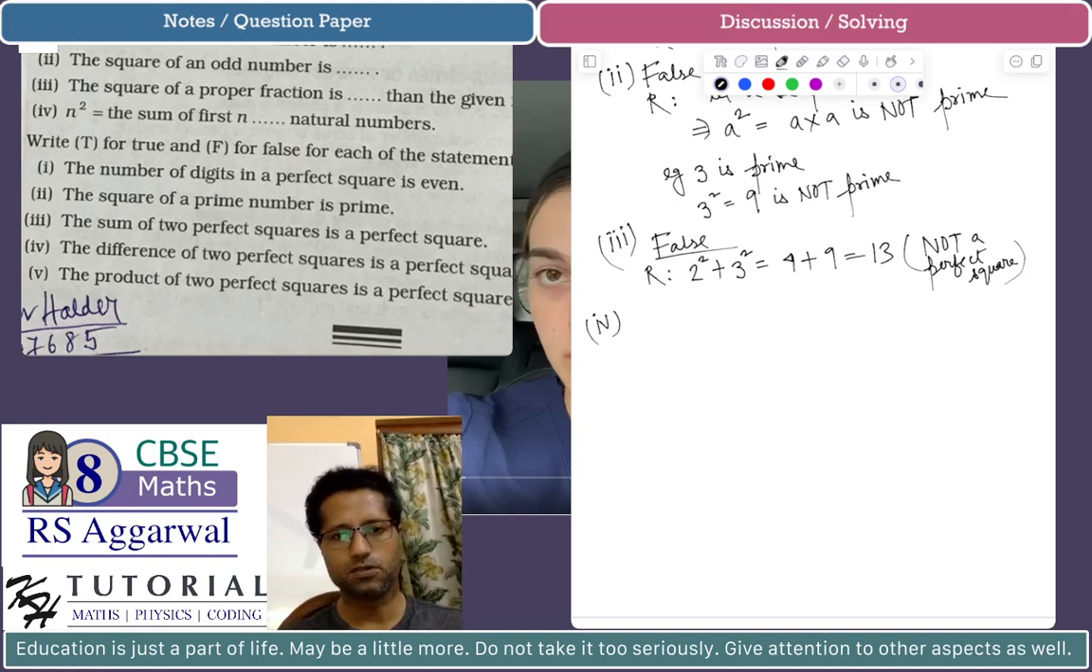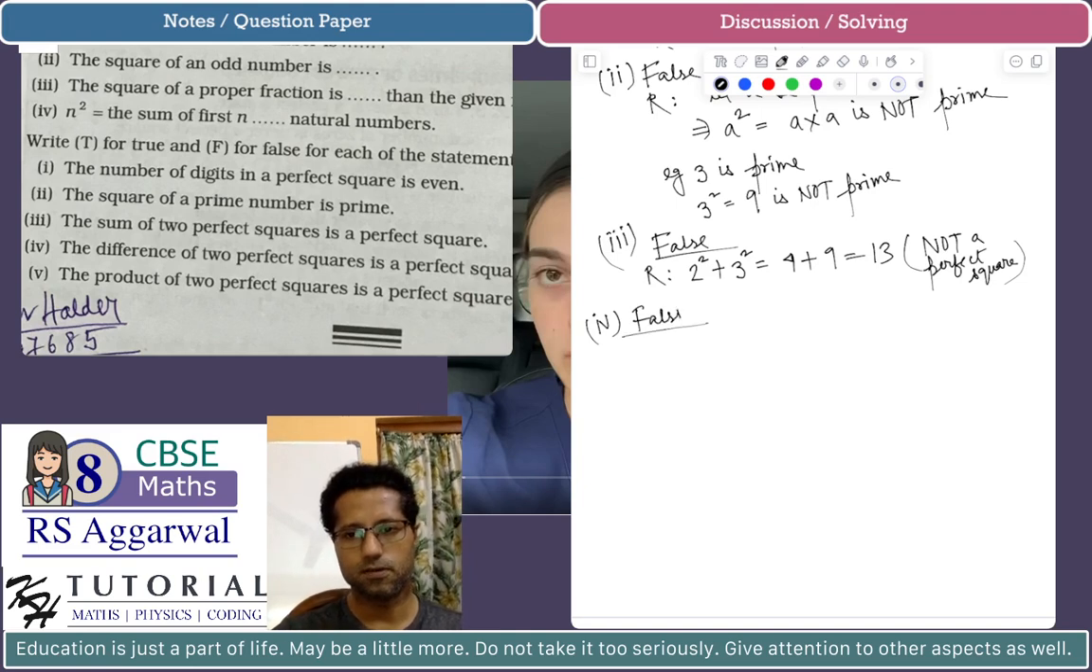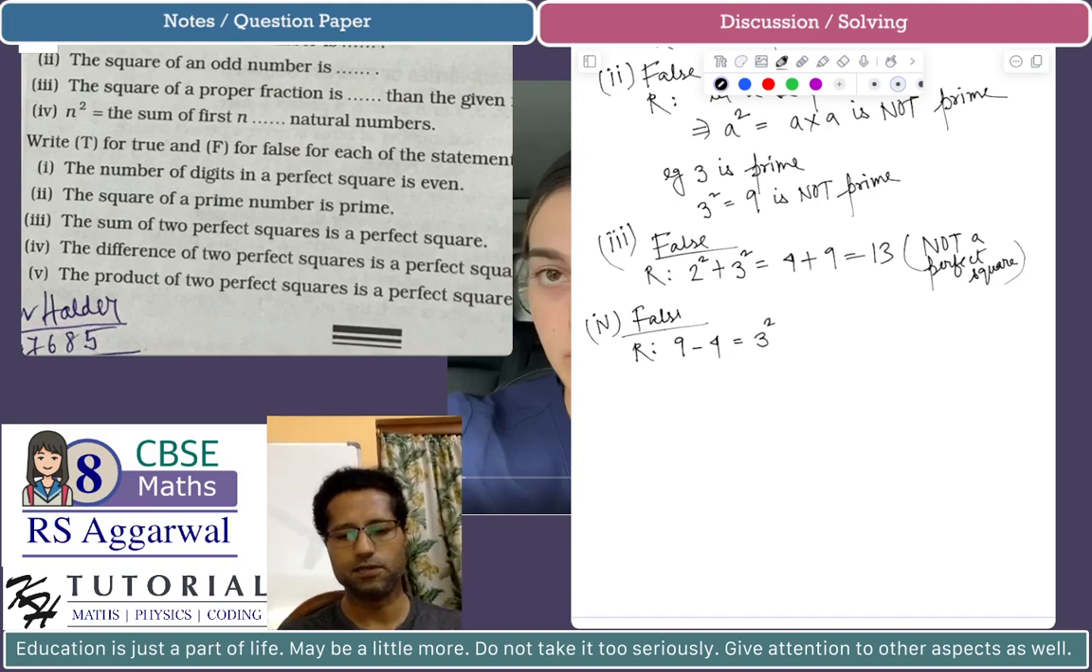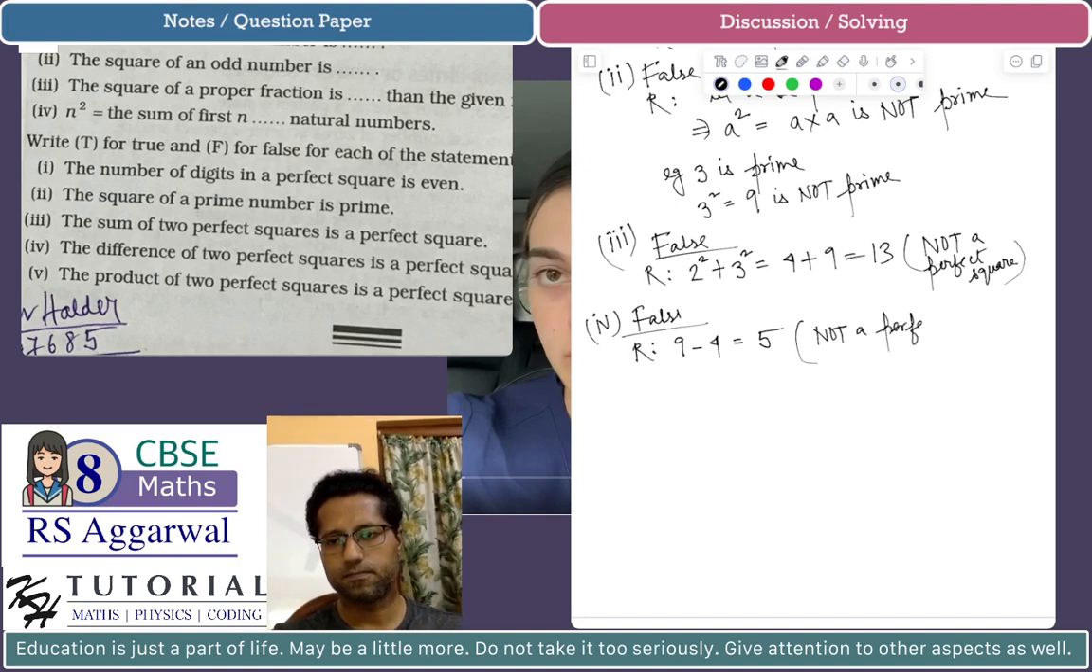Part 4. The difference of two perfect squares is a perfect square. This is also false, I guess. Because the reason is that, let's say 9 minus 4, the difference of two perfect squares, 3 square minus 2 square, is equal to 5. 9 is a perfect square. 4 is a perfect square, but the difference 5 is not a perfect square. So this statement is false, it was proved by giving a contradictory example.